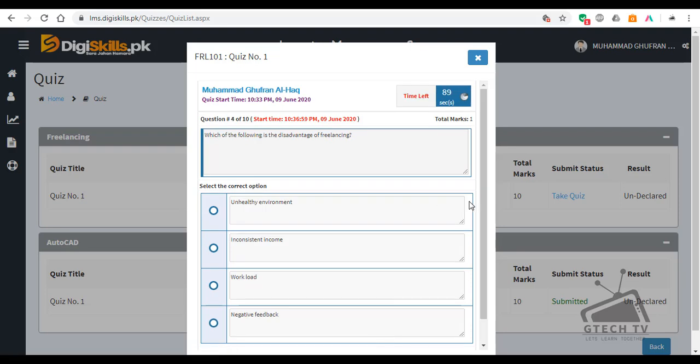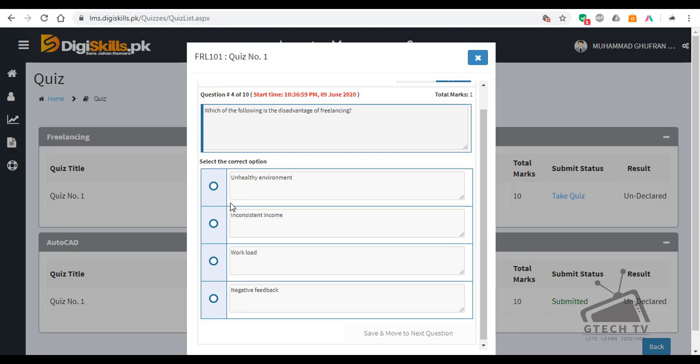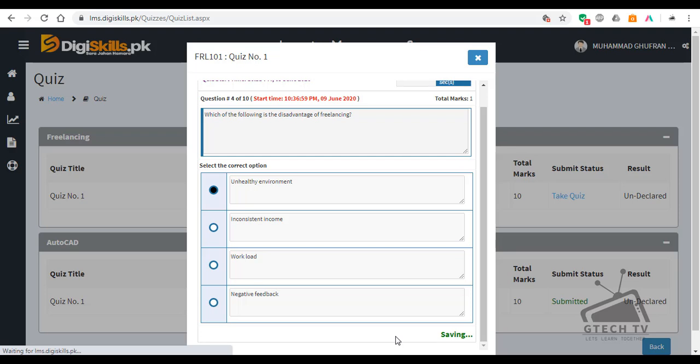Which of the following is the disadvantage of freelancing? Unhealthy environment, inconsistent income, workload, or negative feedback? Disadvantage of freelancing is unhealthy environment. Because you are trapped inside your workplace or house. So move to next question, question number 5.